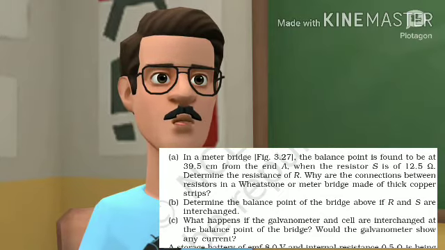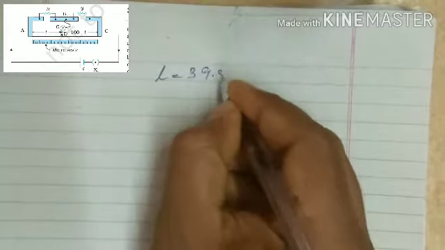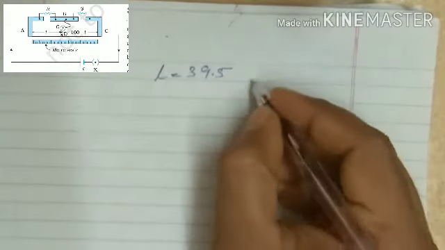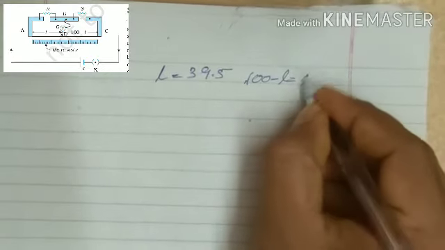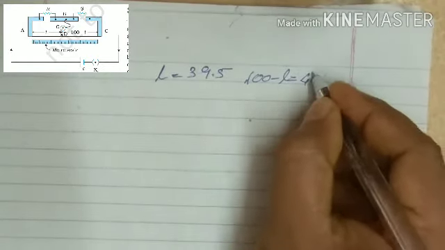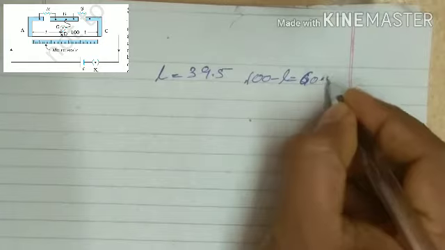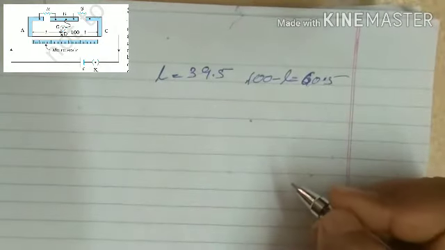Let's discuss one by one. In this question, what things are given? So I am reading the question. In a meter bridge, the balance point is found to be 39.5. That is, we got L is equal to 39.5. So if we have L, then we have to find 100 minus L also. 100 minus L is 60.5.